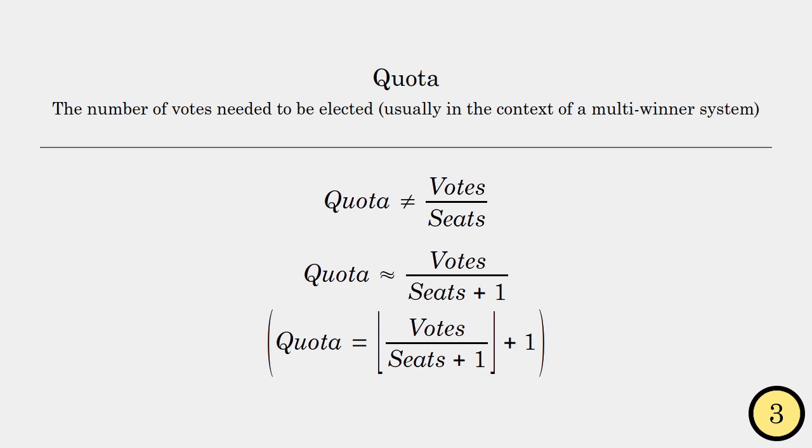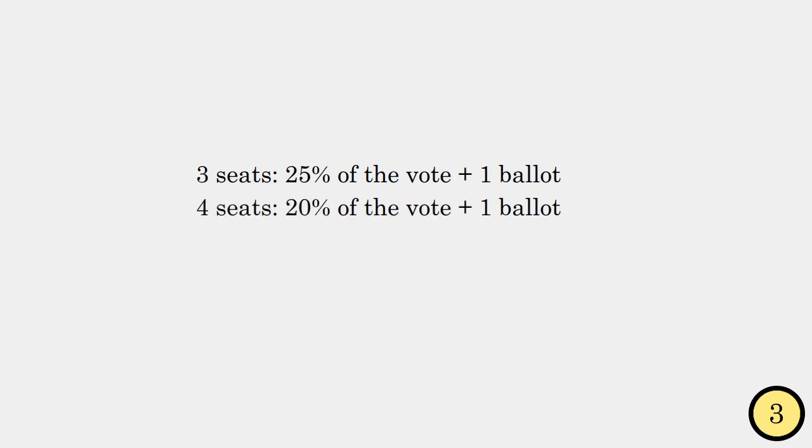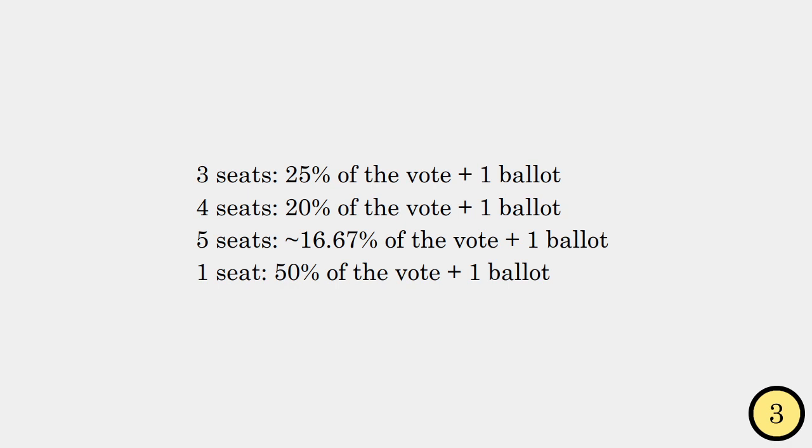This is approximately equal to the total number of ballots divided by the number of seats plus 1. In short, if there are 3 seats available, a candidate does not need 33% of the ballots, they only need 25% plus 1 of the ballots. For 4 seats, it is 20% plus 1, and for 5 seats, it is around 16.67% plus 1. For 1 seat, it would be 50% plus 1 of the total ballots, which is the threshold used in IRV. In fact, IRV is the special case of STV with 1 seat up for election.